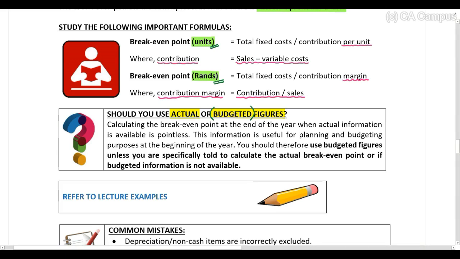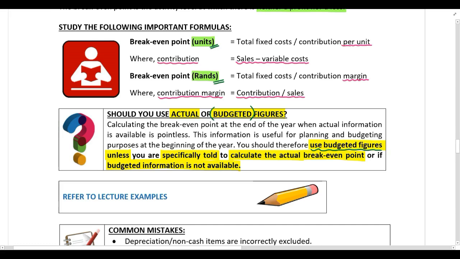At the beginning of the year, we will only have budgeted figures available. So please note, guys, you should use budgeted figures when performing this calculation, unless you are specifically told to calculate the actual break-even point. Obviously, if in the required they tell you to calculate the actual break-even point, then you must use actual figures. Or if budgeted information is not available. So in the question, you might only be provided with actual information. Then you are obviously forced to calculate the actual break-even point. But if you have both actual and budgeted information, and the required just says calculate the break-even point, you should then use budgeted figures in your calculation.